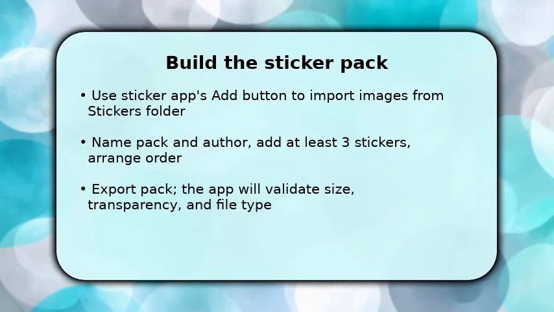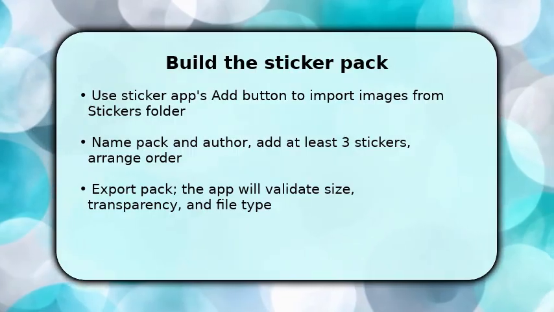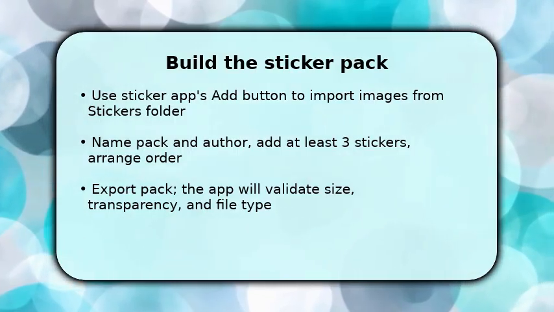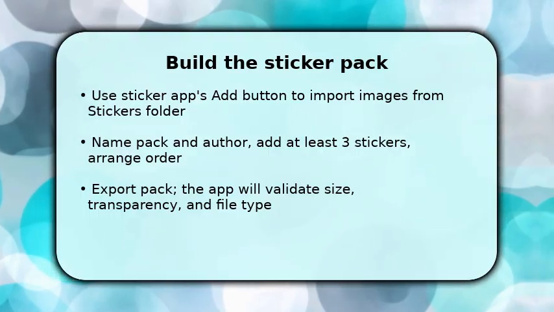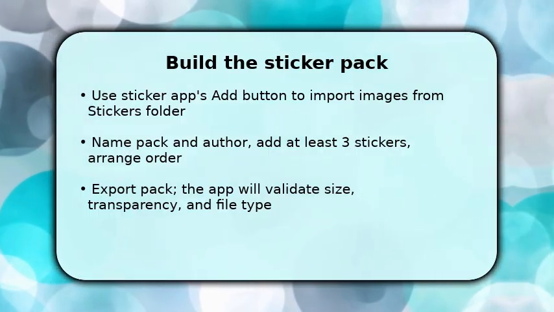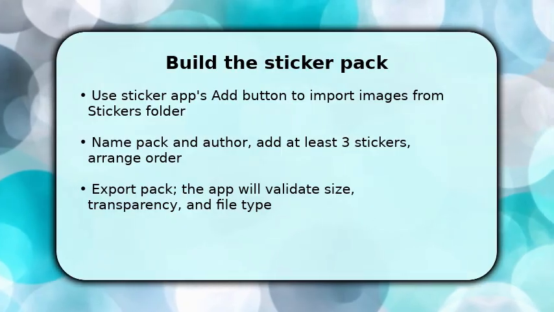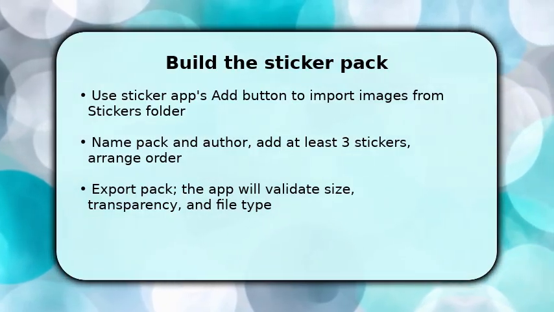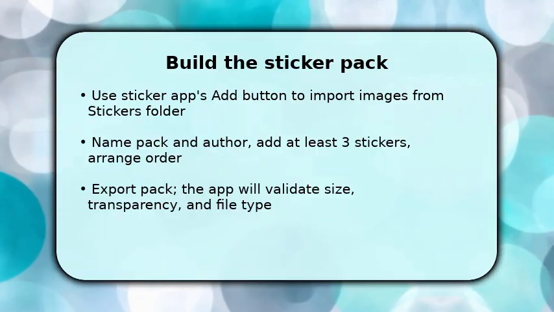Now you assemble the pack inside the sticker app. You tap Add, browse to the stickers folder, and import images one at a time. The app validates each image for size and format as you go. Make sure you include at least 3 stickers and supply a clear pack name and author so WhatsApp accepts it.